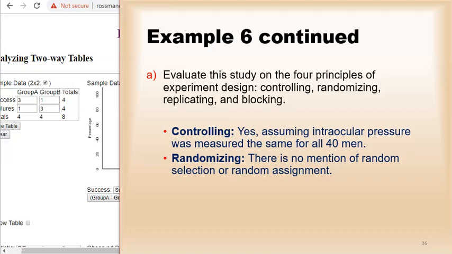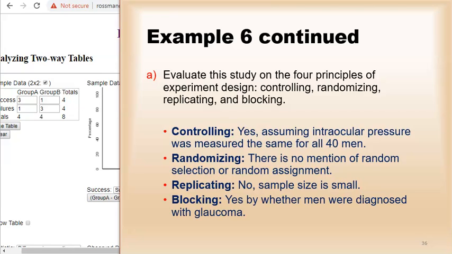In terms of randomizing, there's no mention of random selection or random assignment. We need to be careful about assuming that there is. So it's a bit iffy. Replicating, well, no, it was only 40 men, so this is a fairly small sample. And blocking is by whether men were diagnosed with glaucoma. Recall, blocking is when you do a non-random division, breakup of your group. So we have 40 men. We broke them up in terms of those that were healthy, and those with glaucoma. And then we did treatment control.